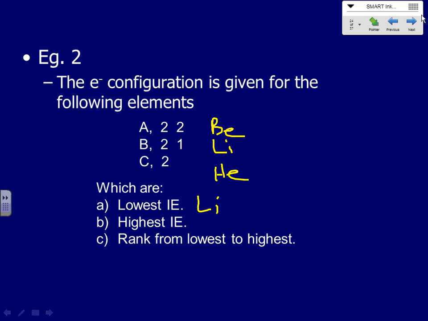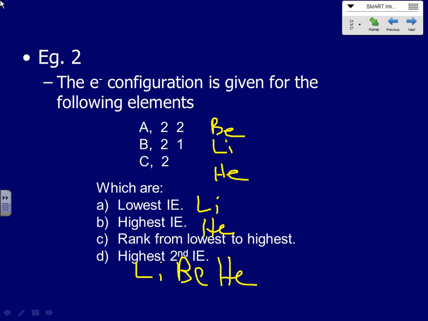Which one has the highest ionization energy, do you think? Why is that? Yeah, its outer orbit is completely full. It's got a couple of protons in the nucleus and only 2 of them there. It's a noble gas. It doesn't like giving up electrons, right? Helium. Once we've determined lowest and highest, rank from lowest to highest, really? Is that really needed? That's a silly question. Li, Be, He. But when answering a question like that, put it on the table.